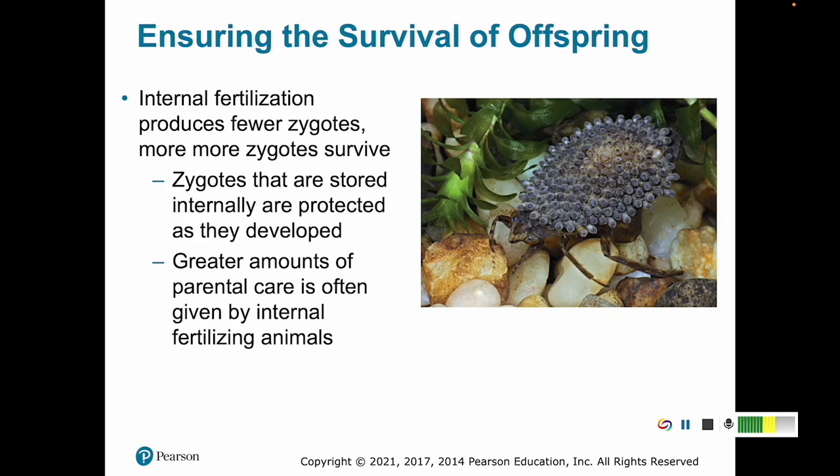And then a lot of animals are going to put a lot of attention to ensuring the survival of offspring. So internal fertilization will produce fewer zygotes, but more of the zygotes survive because as they're stored internally, developing internally, they're protected while they develop. A lot of animals that do internal fertilization exhibit greater parental care to those animals.